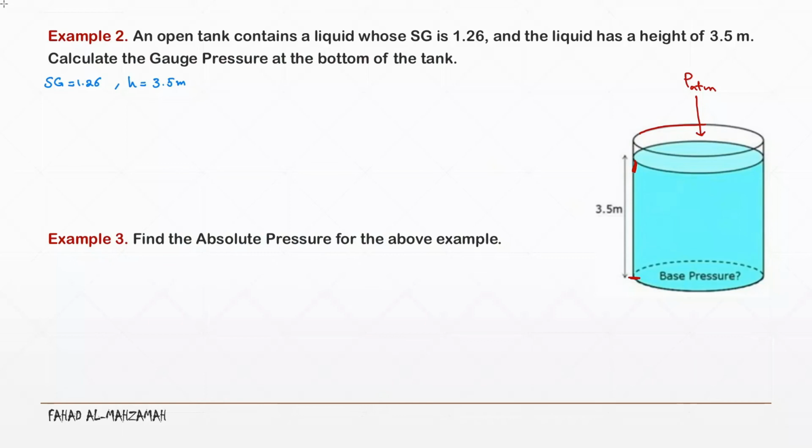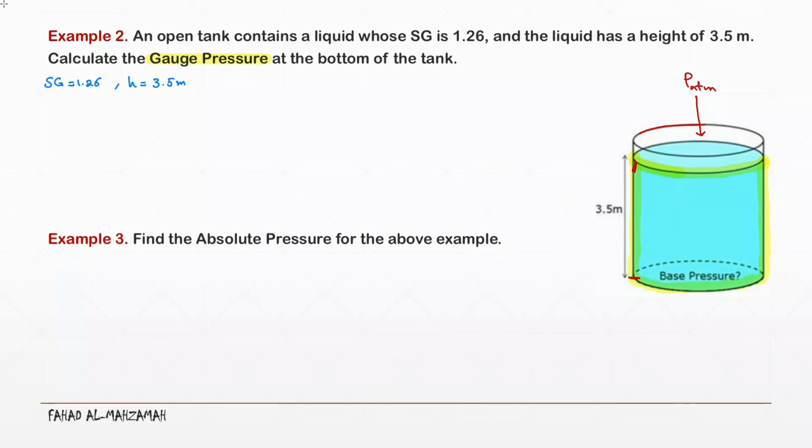But what is the question here? He asked for the gauge pressure only. And we said the gauge pressure is the value that is above the atmospheric pressure, which is the value of this liquid. So this makes the increase of pressure over the atmospheric pressure. So if the tank is empty, there is only atmospheric pressure. But as we put the liquid, the pressure increases. So this is called the gauge pressure.